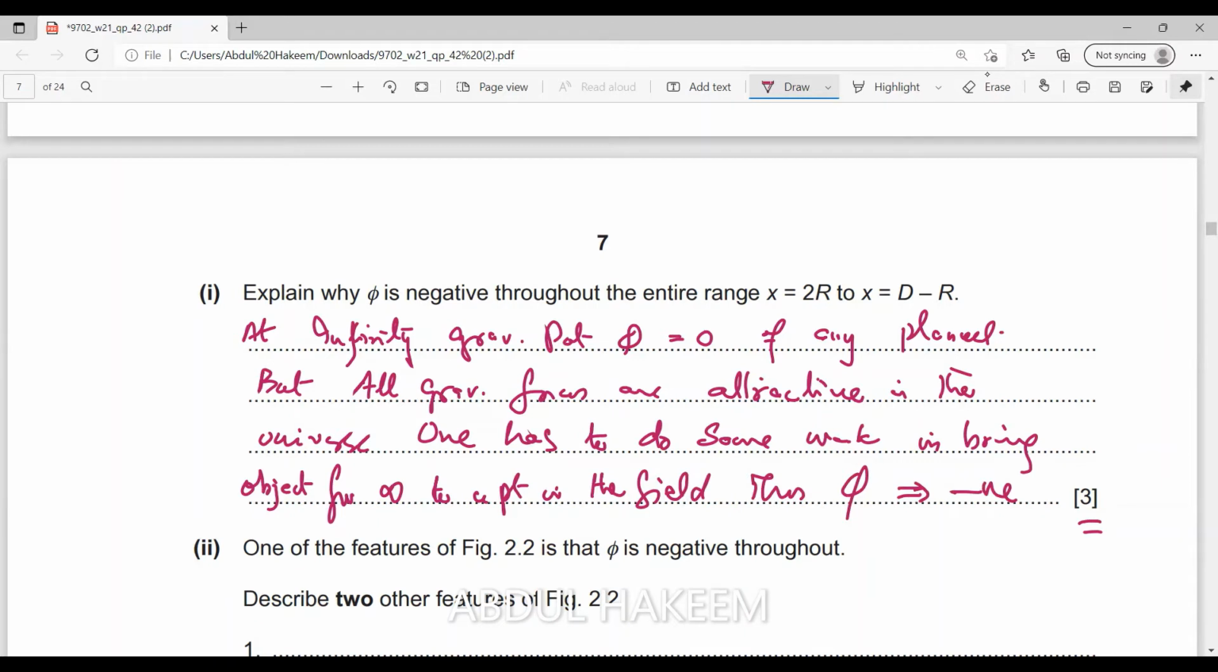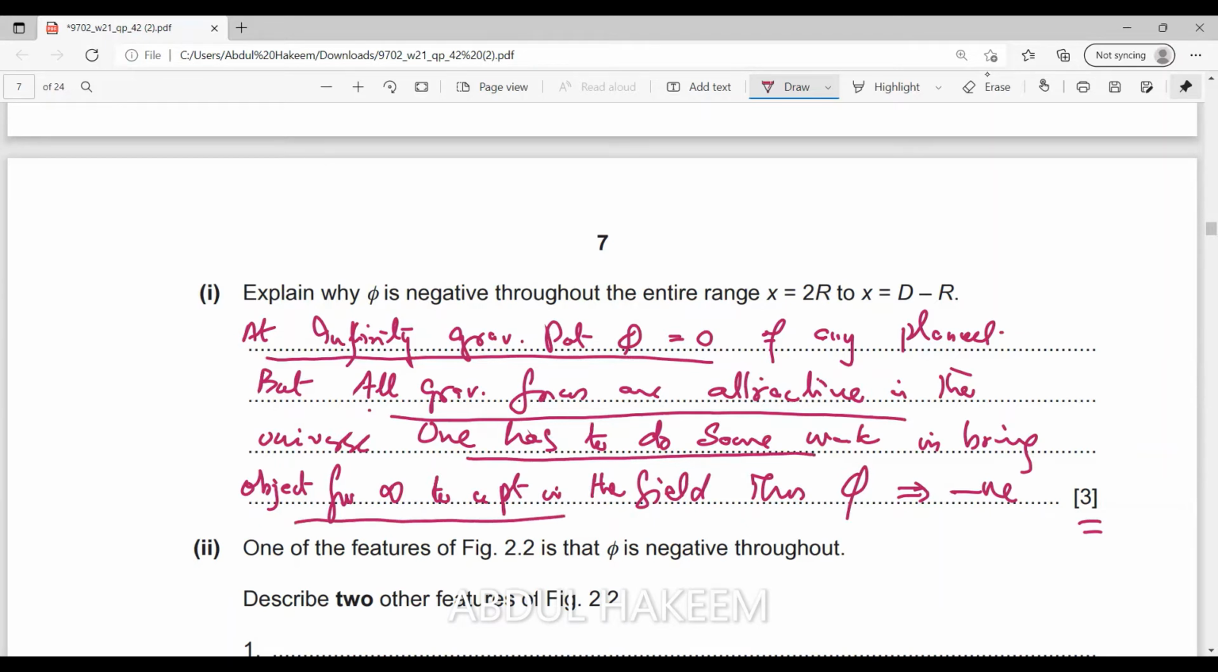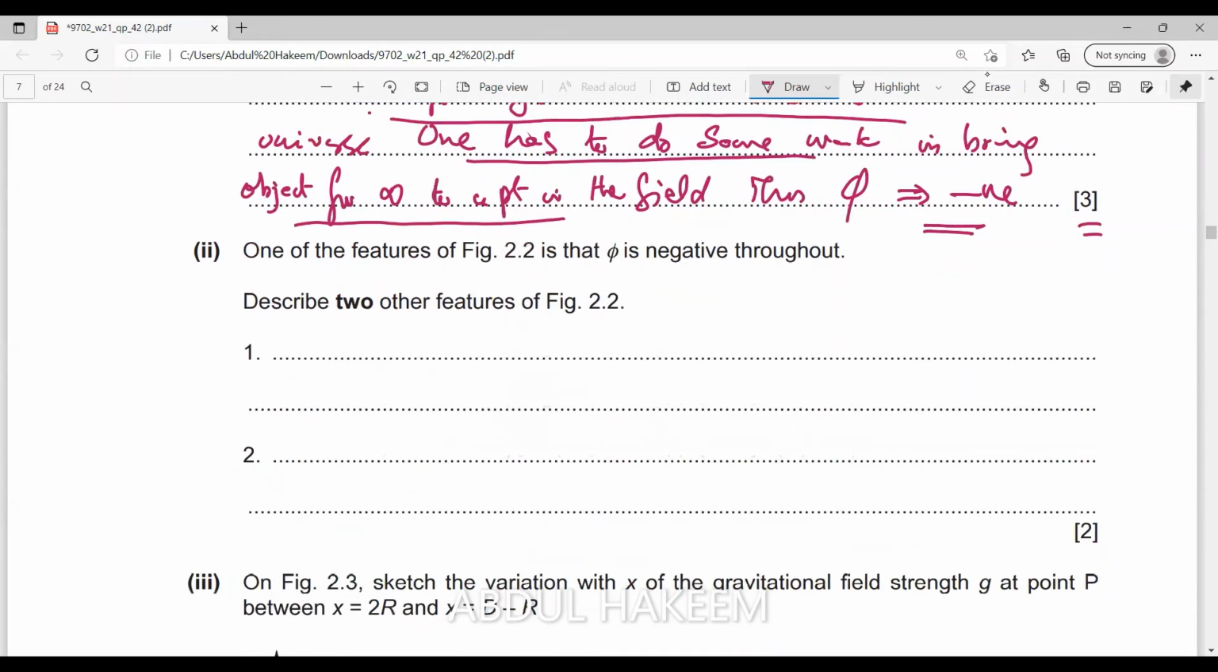3 marks. Number 1, at infinity, gravitational potential is 0. In the universe, all forces are attractive. Number 2 marks. But one has to do some work. So this work done in bringing the object from infinity to the field point appears negative. So the phi is negative because phi is equal to work done per unit mass. Right here, the negative sign. One of the features is that phi is negative throughout.